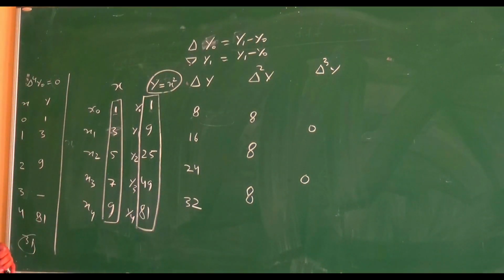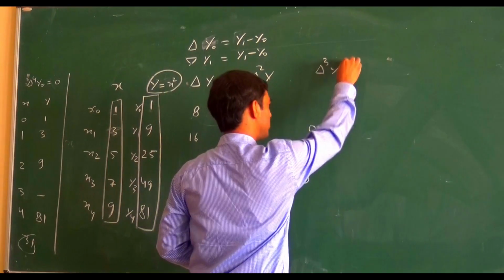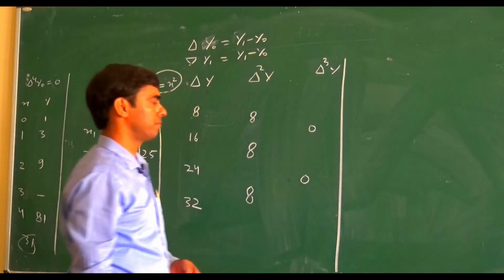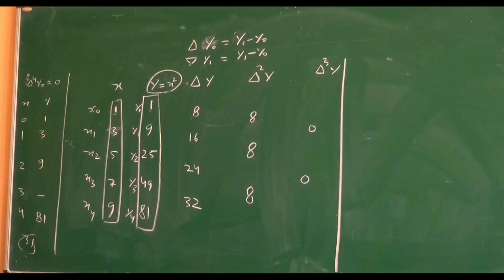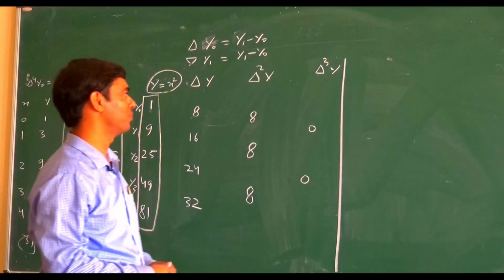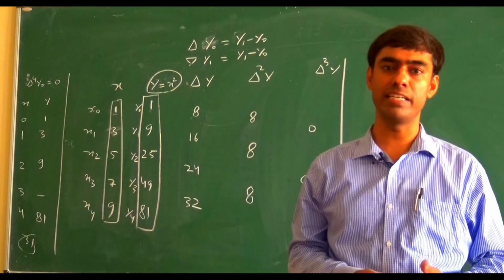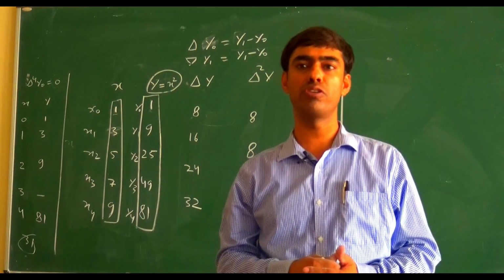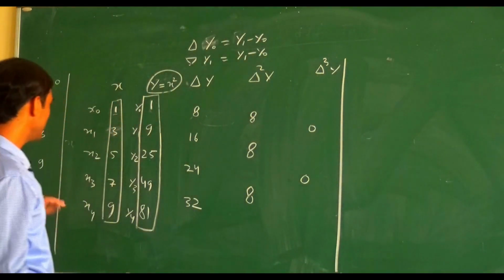So this is a very important result, and we use this result in future for interpolation and other things. But here, first we try to describe this result mathematically. Meaning the nth difference of an nth degree polynomial is a constant.